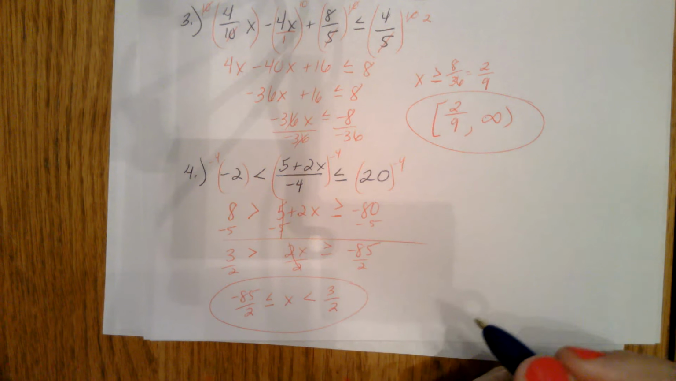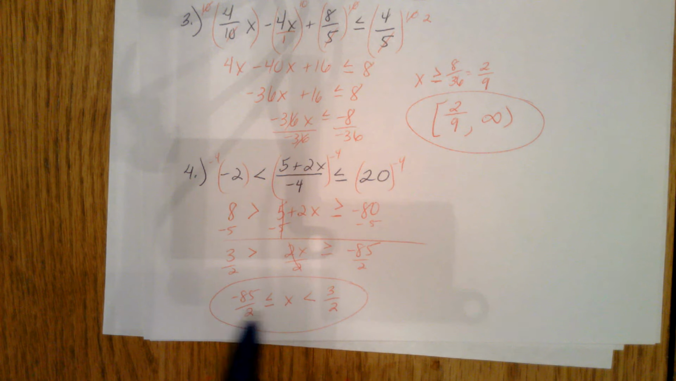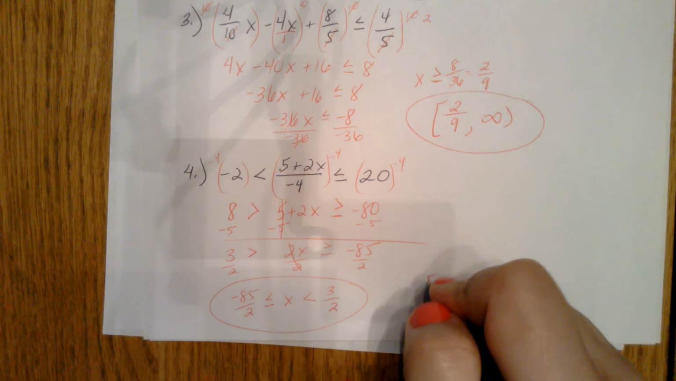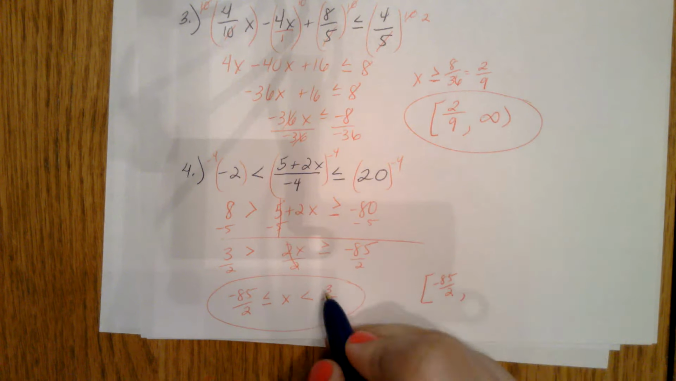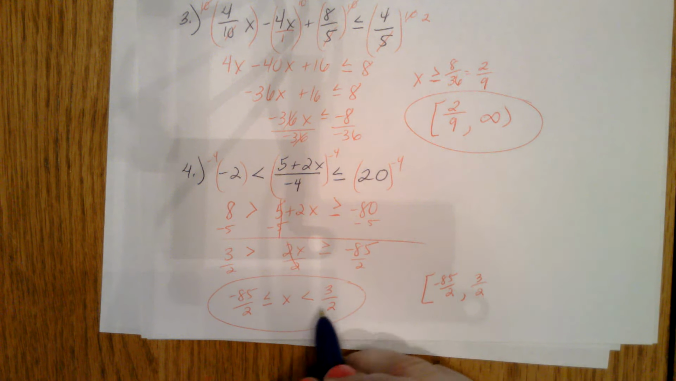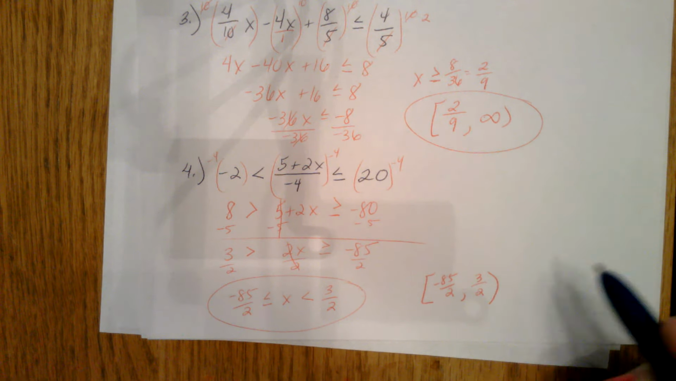And we can then see that our solution, our x values would be between negative 85 over 2, and it could equal that, all the way up to 3 over 2, but it doesn't equal that, so parenthesis.